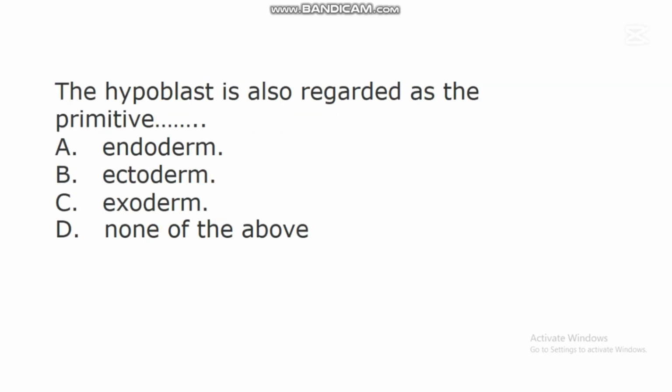The next question says, the hypoblast is also regarded as the primitive dash. A. Endoderm. B. Ectoderm. C. Exoderm. D. None of the above. In this question, the correct answer is A. Endoderm. This layer of cells called hypoblast is also regarded as the primitive endoderm in embryonic development.